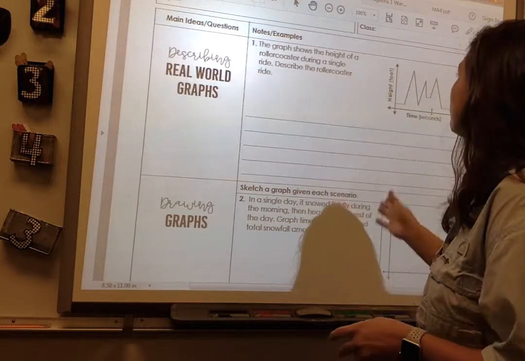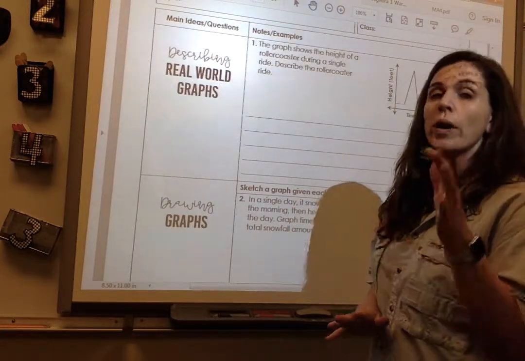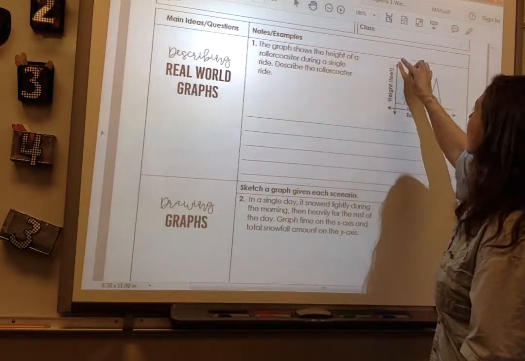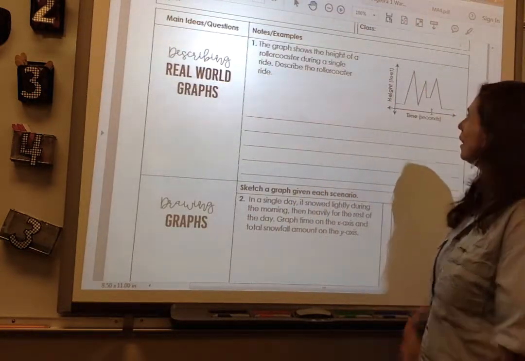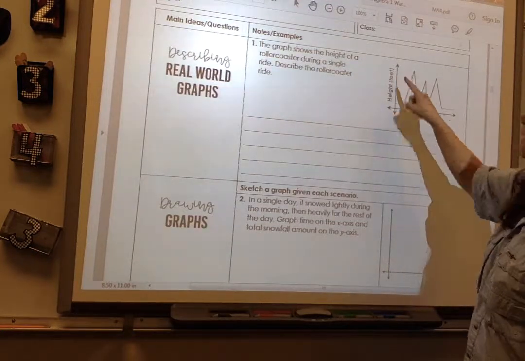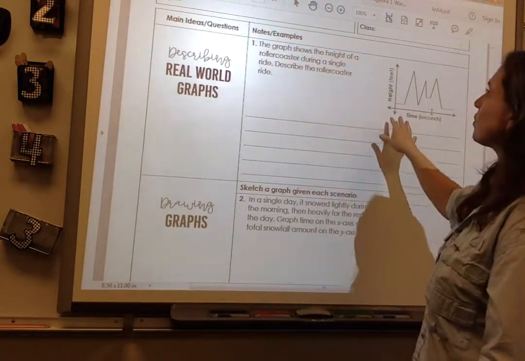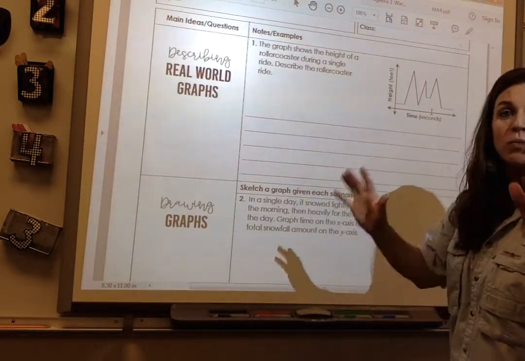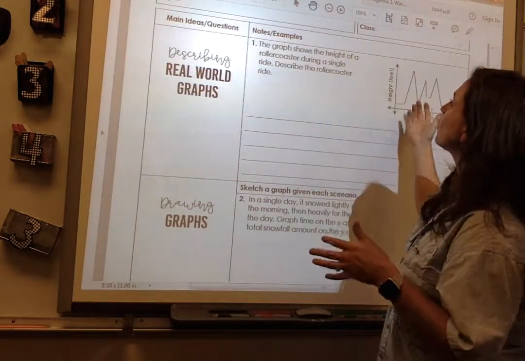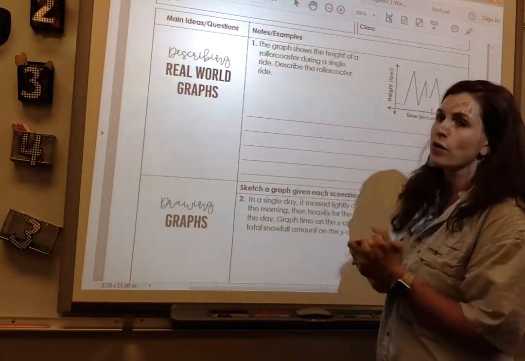A couple of things that I want you to remember is when we look at a graph, we always label our x-axis and our y-axis. Here's a picture of a graph, and we know it has something to do with time and height. If I want you to describe this graph, watch how I'm describing it. First it says it shows the height of a roller coaster during a single ride. Describe the roller coaster ride.